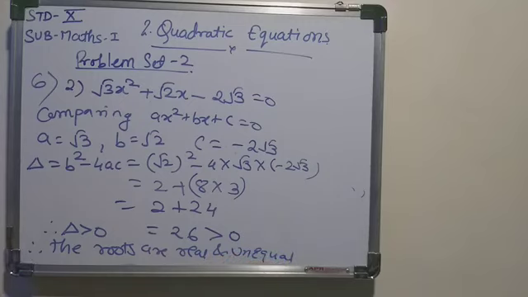So this is how you are going to find the nature of the root. The process is the same. You have to find the value of the discriminant, and if it is greater than 0, then it's real and unequal. Less than 0, then it's not real, and if it is equal to 0, then it is real and equal. Now question number 7.